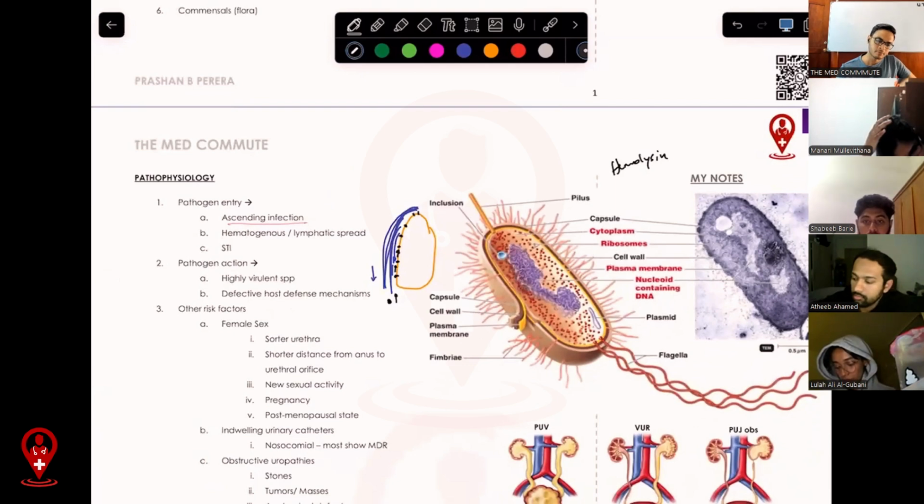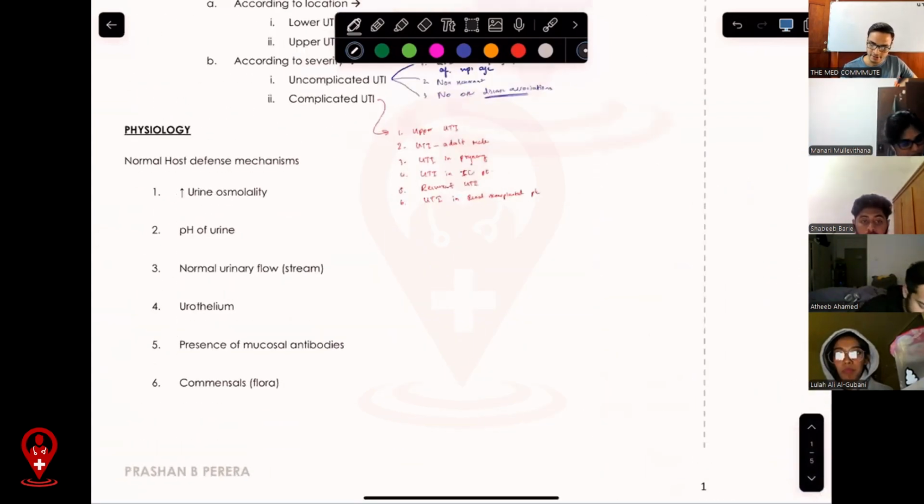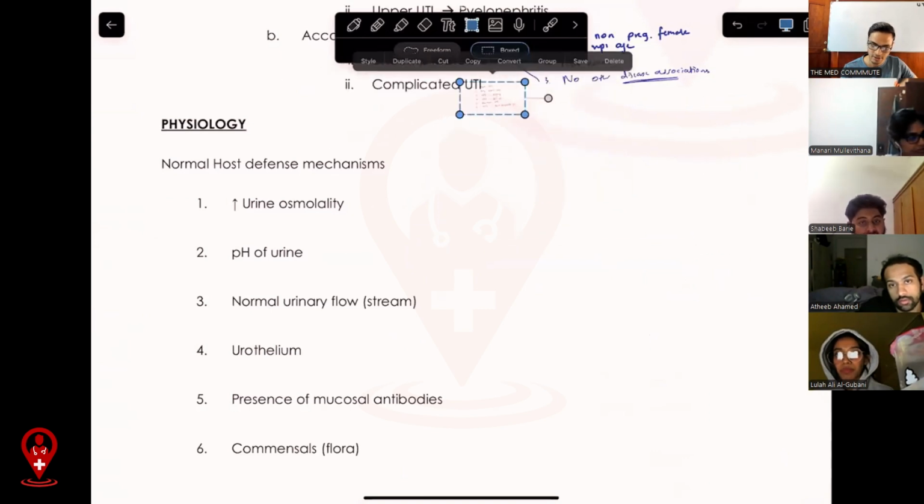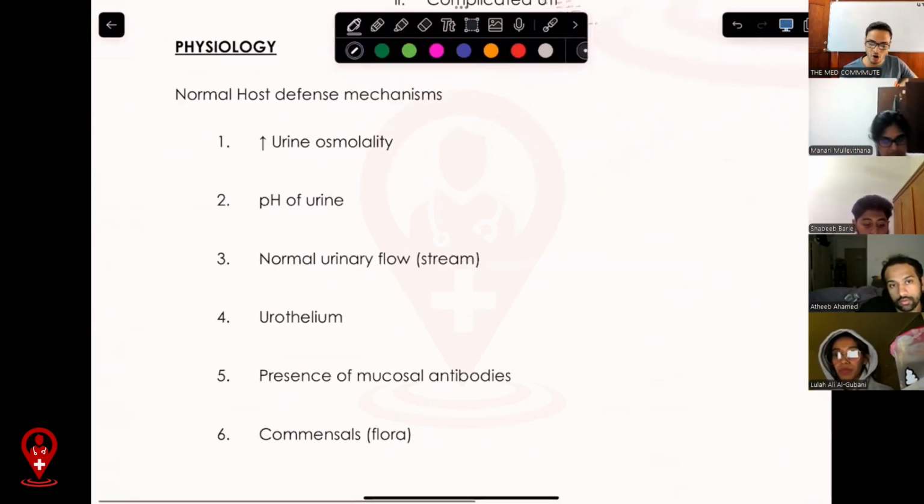Then we'll take a look at the defective host defense mechanisms. What are these? If we talk about them one by one, let's start with this: urine osmolarity. What is osmolarity, guys?